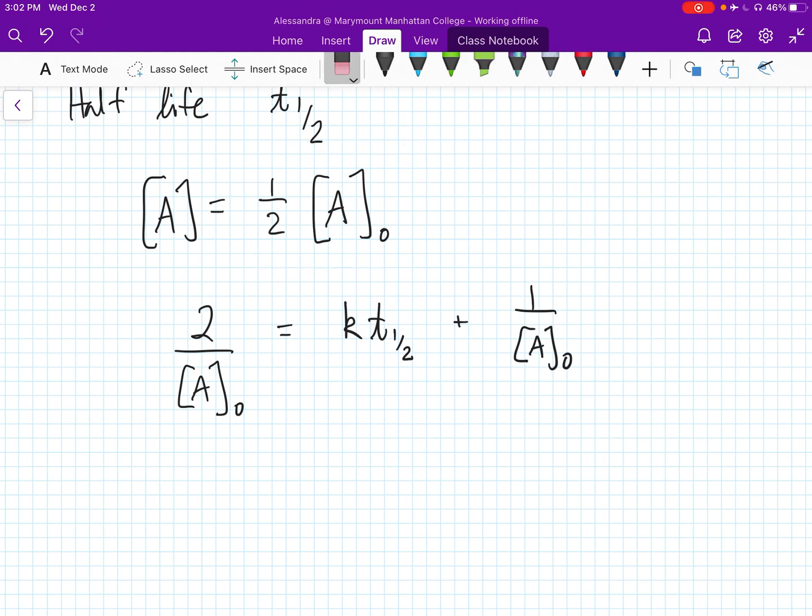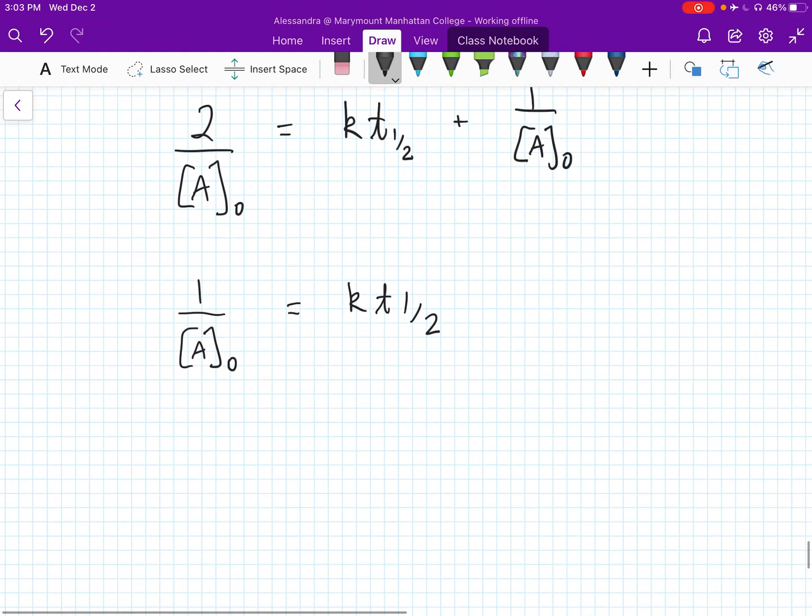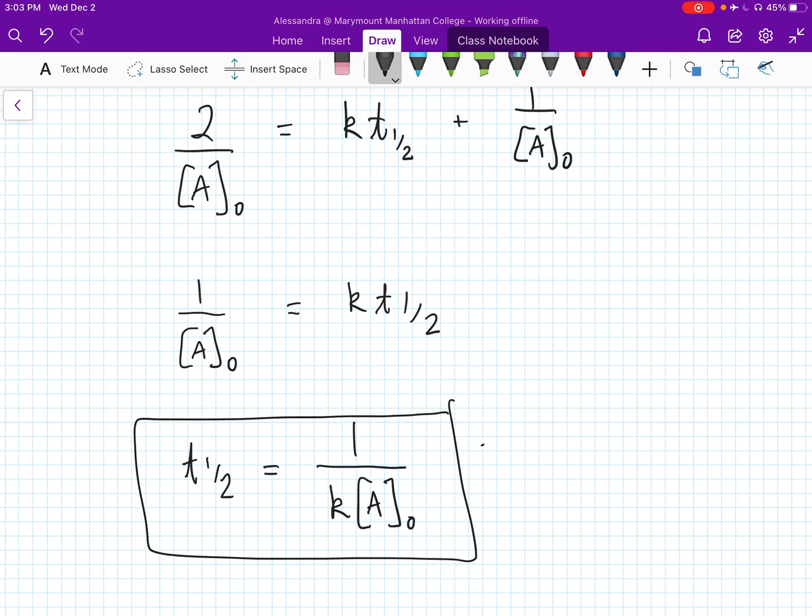We got it. Now, let's simplify this. 2 over A0 minus 1 over A0 is going to give me 1 over A0 is equal to K times T 1/2. Rearranging to solve for the half-life, I get T 1/2 equal to 1 over K times A0. This is the useful expression when I want to calculate the half-life for a second order reaction where n equals 2.